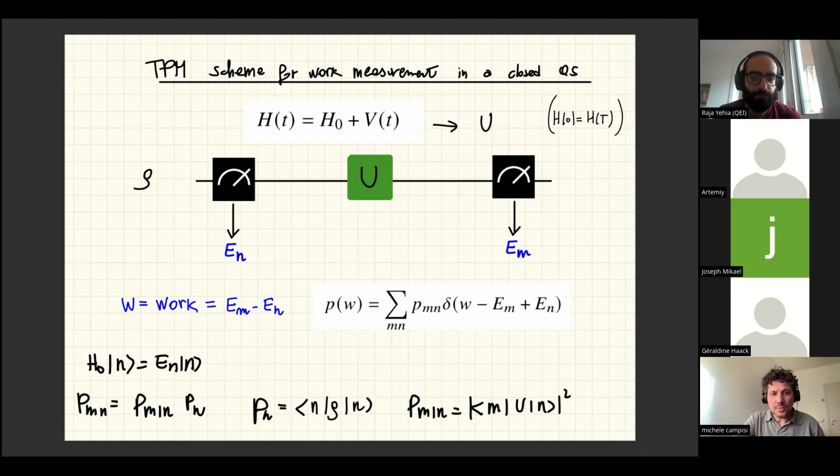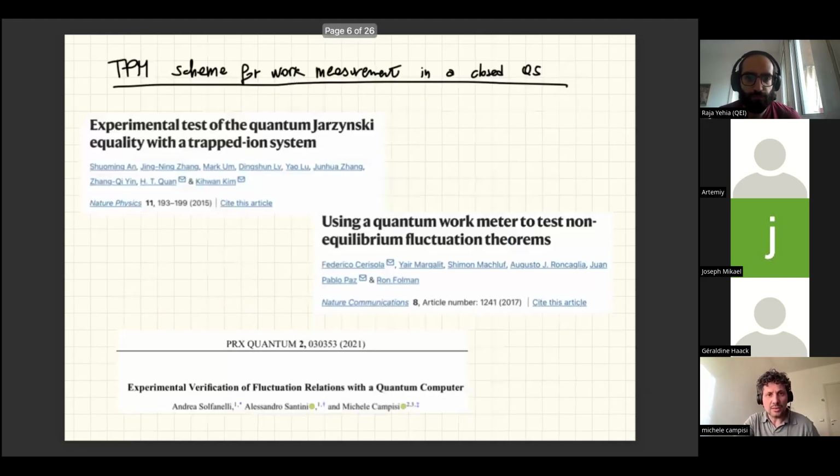Okay, so this scheme here for closed systems has actually been used, and it has been verified experimentally, right? The first experiment that performed such a TPM work measurement was used to test the quantum Jarzynski equality for a closed quantum system, which in that case was a trapped ion. This paper here dates back to 2015, so 10 years ago. This was the first experimental paper reporting the measurement of a work probability distribution for a closed system.